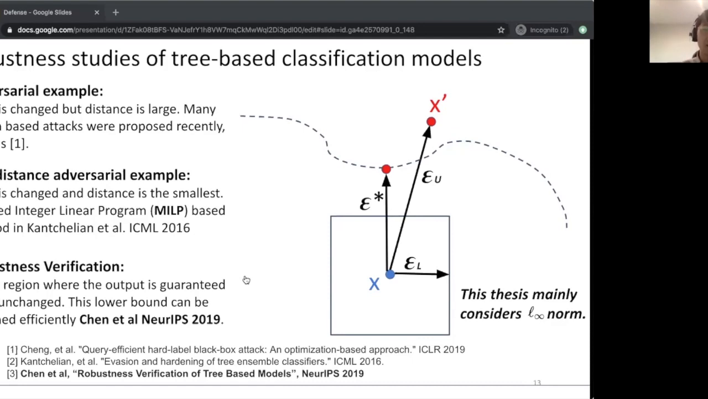So you can solve for the exact minimum distance adversarial example, but mixed integer programming is NP-hard. It can be very computationally expensive when the model is large. So here I will present our recent work on how to quickly run a robustness verification for a tree-based model to find a tight lower bound for the epsilon star. And note here, in this thesis, we mainly focus on the L infinity norm. In L infinity norm, a ball actually looks like a square box.